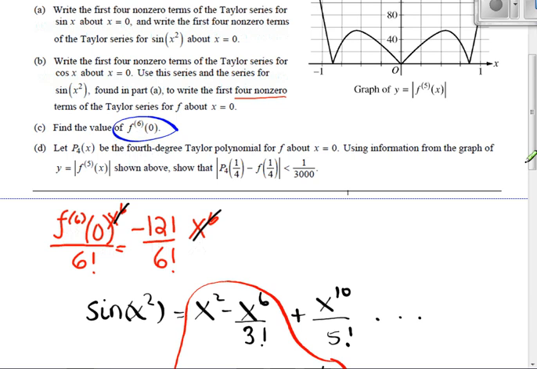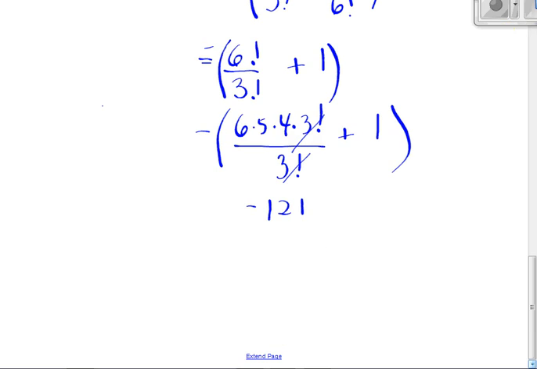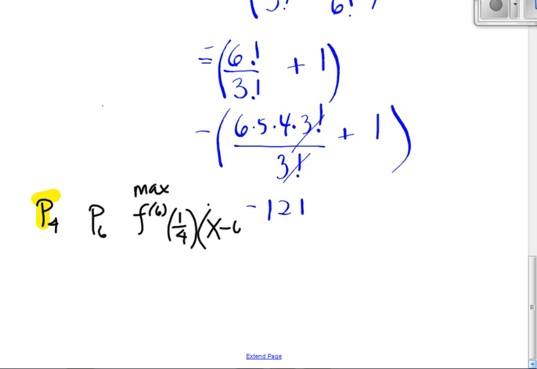If I do this right, it's using the information from the graph. Here's the Lagrange error bound. We are doing P4. So what's the next term? It's P6. So I want to get the sixth derivative, the maximum at my point. Where's my point? 1/4. That's what's a little bit different. And then it's x minus 0. So it's 1/4 minus 0. Let me write it out. It's x minus 0 to the 6th over 6 factorial.